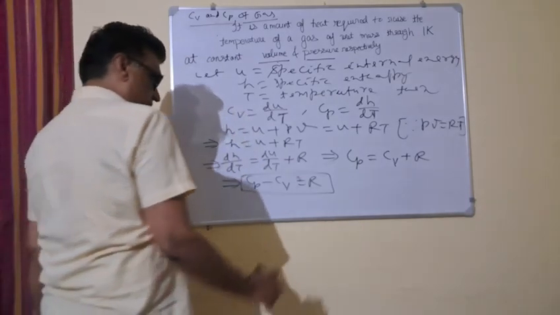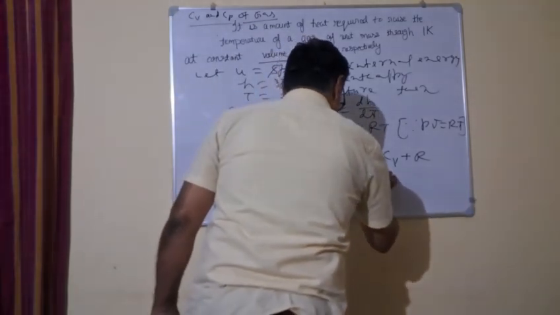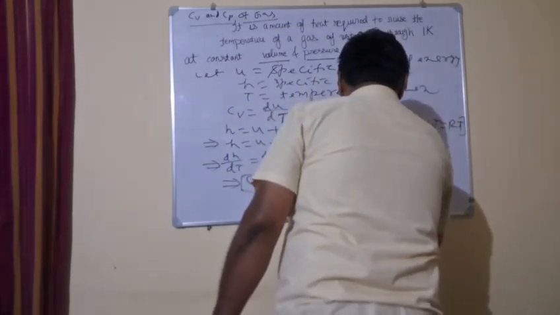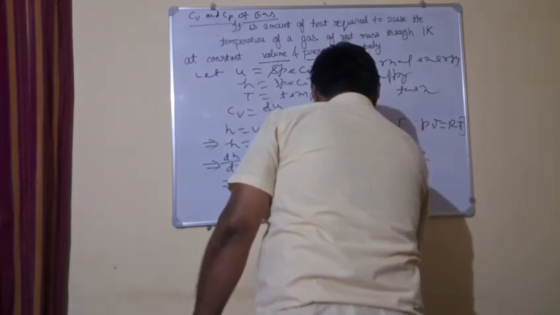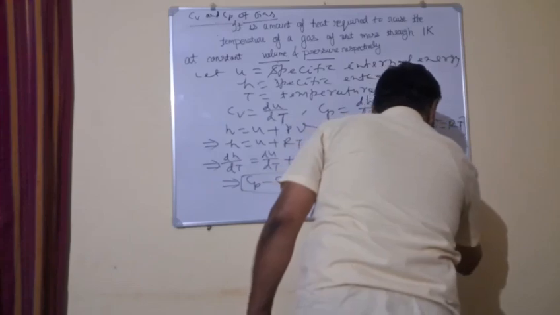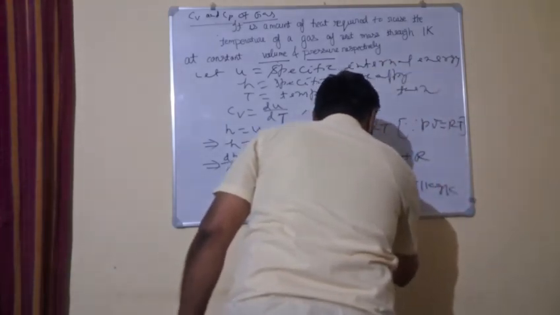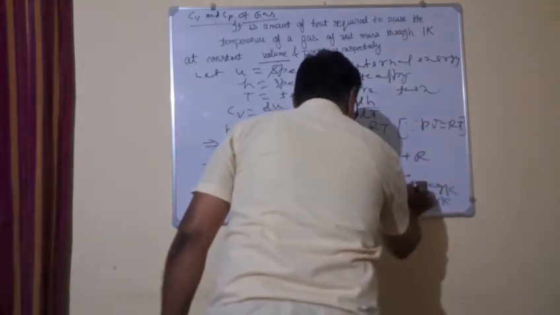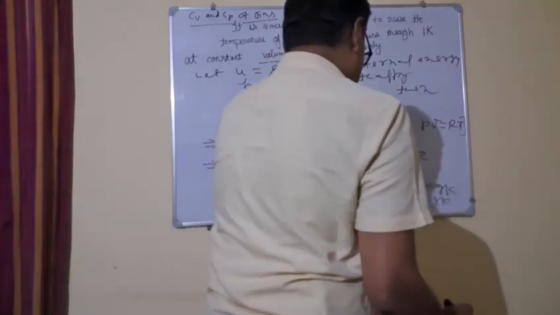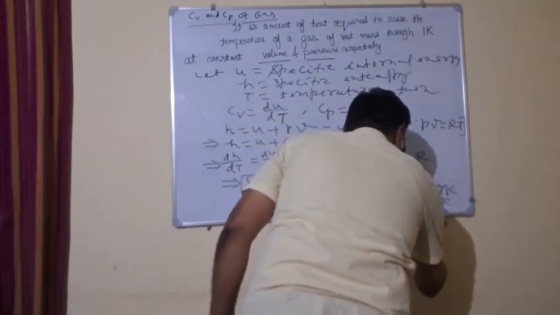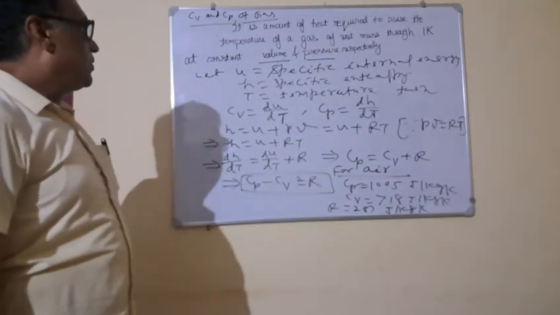And not for all gases, you can say for air. For air, Cp equal to 1005 joule per kg Kelvin, Cv equal to 718 joule per kg Kelvin, and Cp minus Cv is equal to R, and the value of R is 287 joule per kg Kelvin. So this is the concept of Cp and Cv for the gases.